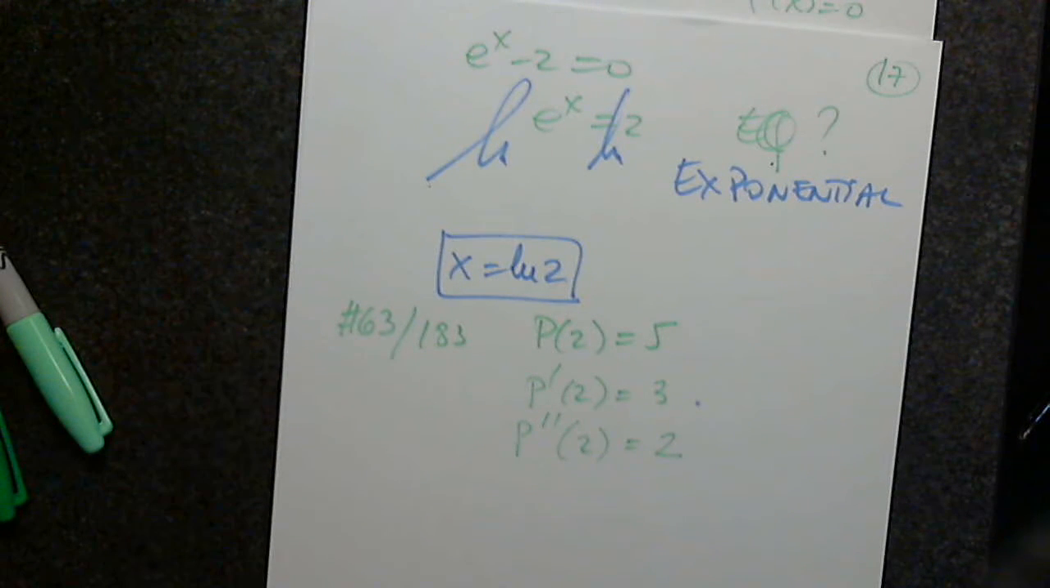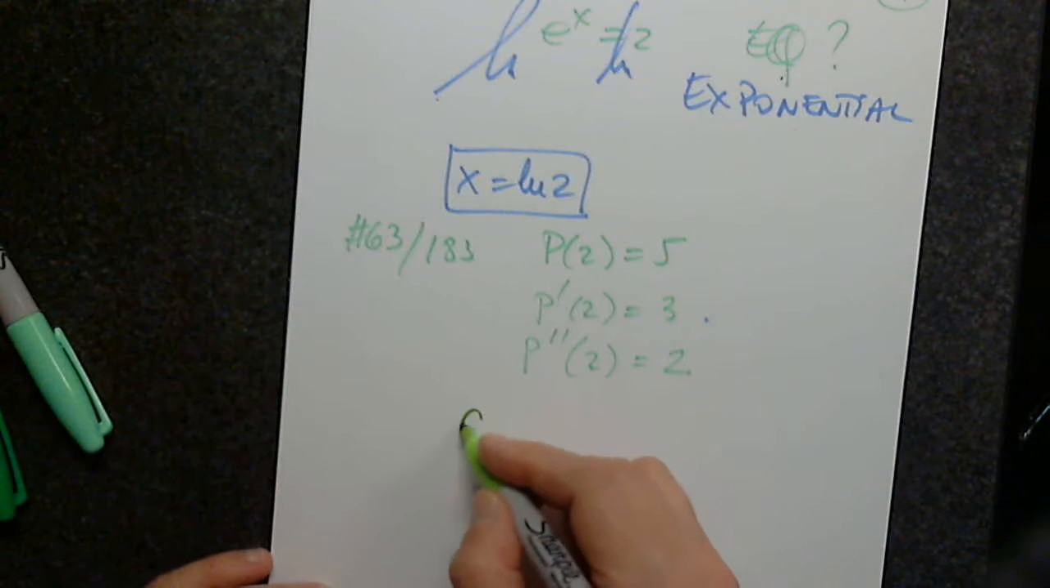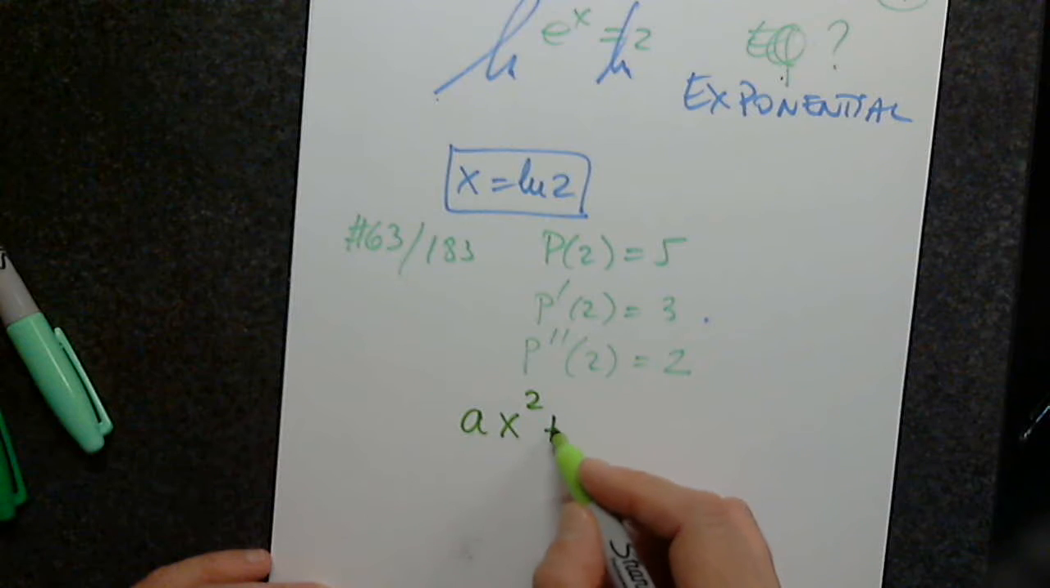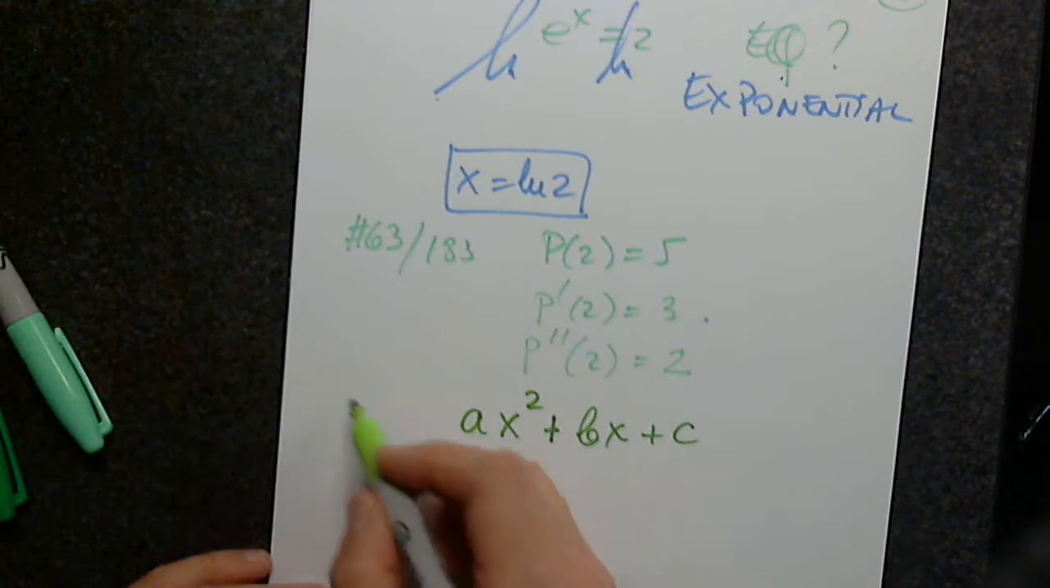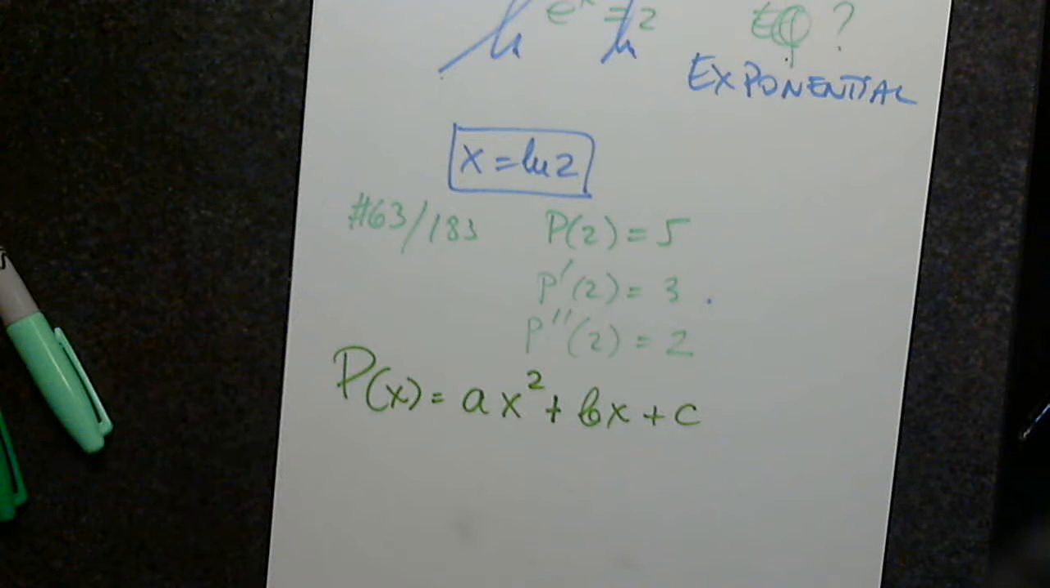Can anyone give us a polynomial of degree 2? What is the general form of a polynomial of degree 2? Ax squared plus bx plus c. This is a polynomial of degree 2. And now, how many variables or unknowns do we have in this problem? 3: the little a, the little b, and the little c.